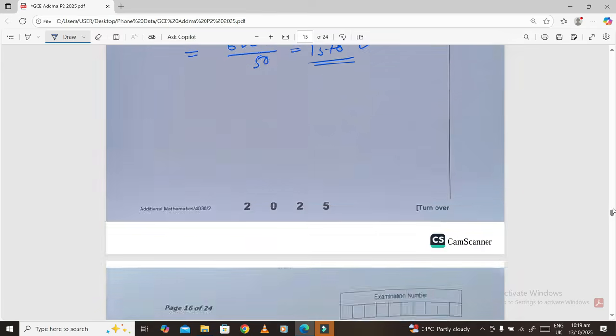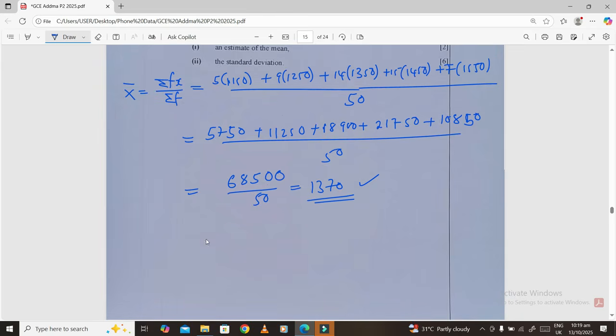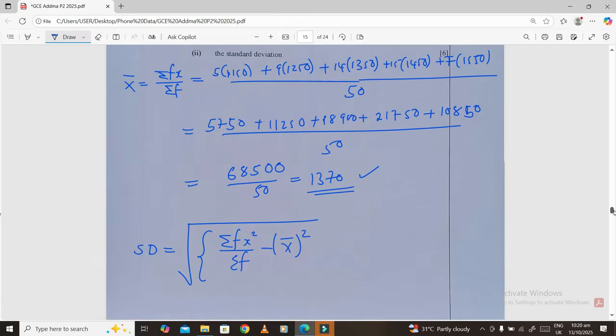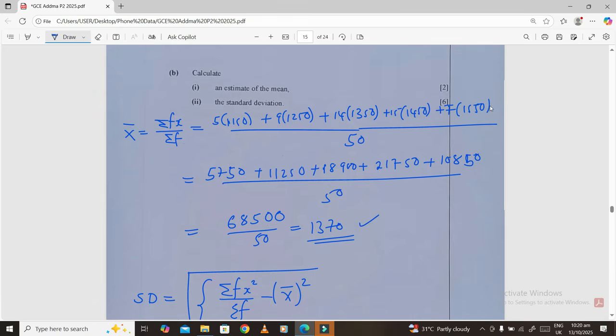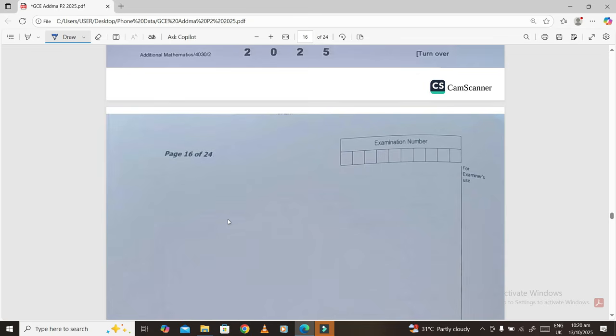We now go to the next question where they're saying we find standard deviation. For us to find standard deviation, this is the formula: the square root of summation of f x squared over summation of f, minus x bar squared. So meaning here, we're going to get it the way it looks. Let me show you. I'm simply going to say summation of f x squared over summation of f.